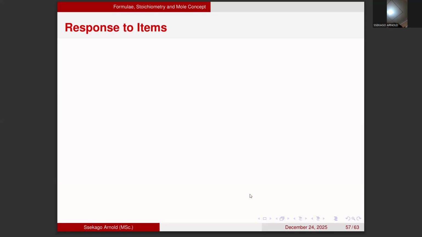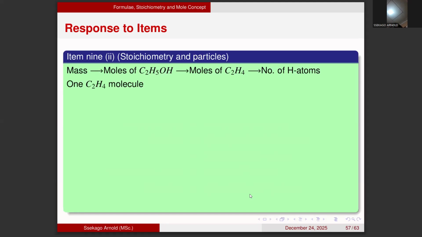Then next we proceed with moles of hydrogen atoms. For moles of hydrogen atoms, we have the same pathway, having in mind that 1 ethylene has 2 carbon atoms, and it also has 4 hydrogen atoms. From this formula, there are 2 carbon atoms and 4 hydrogen atoms. We have seen already the number of carbon atoms. We have calculated them. So in this case, we are interested in hydrogen atoms.